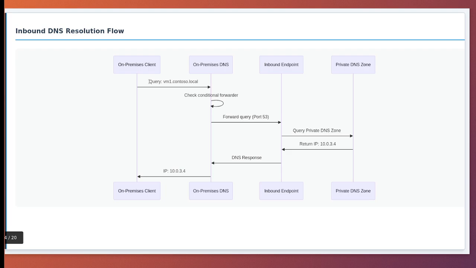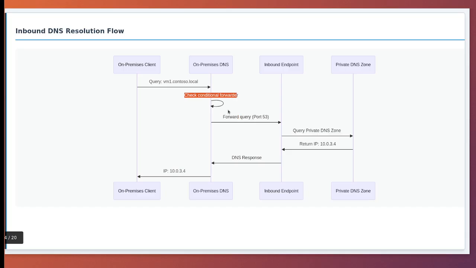The journey starts when an on-premises client, let's say a developer's workstation, tries to access vm1.contoso.local. The client sends this DNS query to your on-premises DNS server, just as it would for any other DNS resolution.